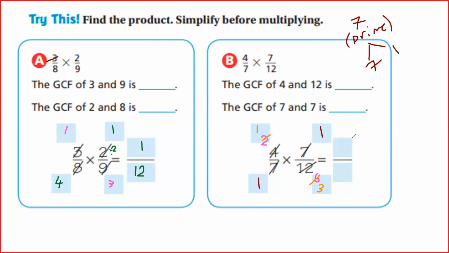Then 1 times 1 equals 1 over 1 times 3 equals 3. So the answer will be 1 over 3. Thank you, Jana.